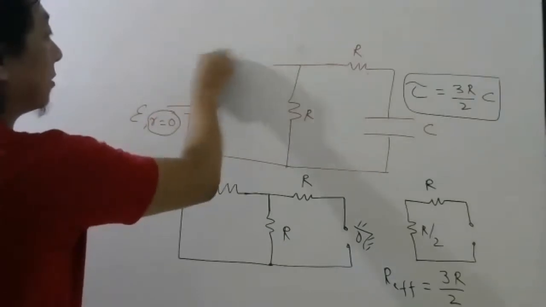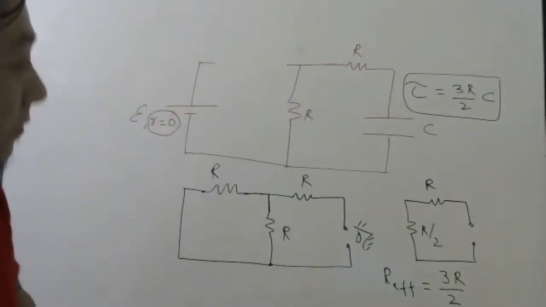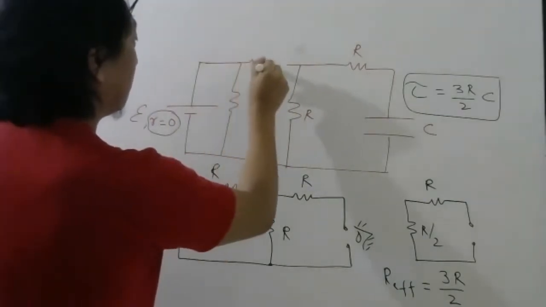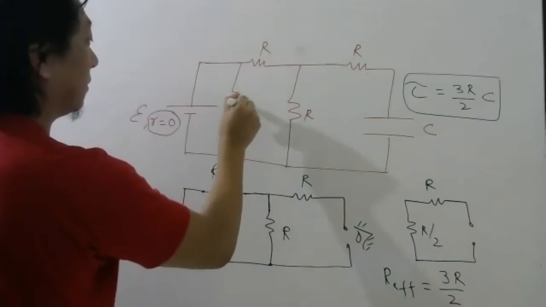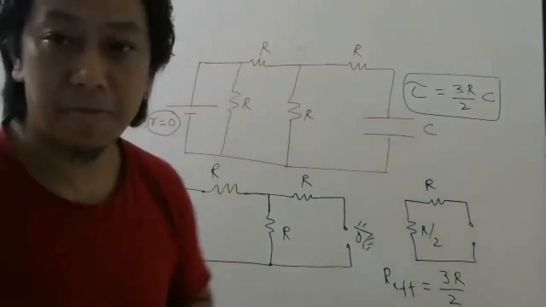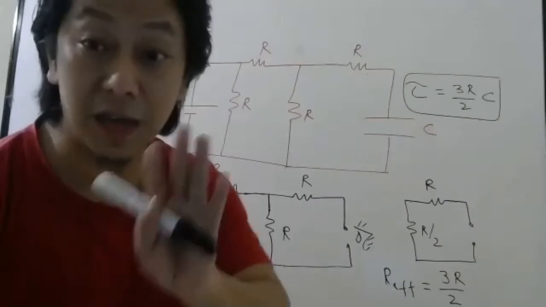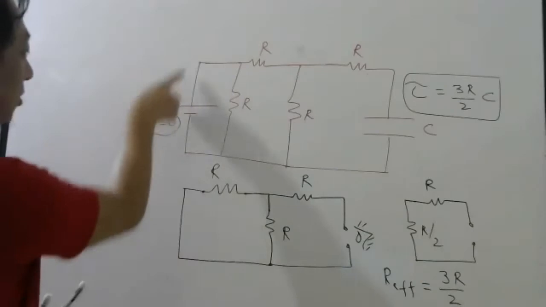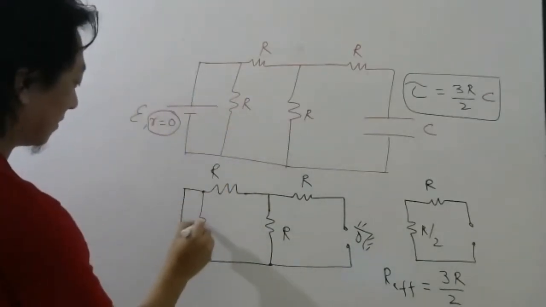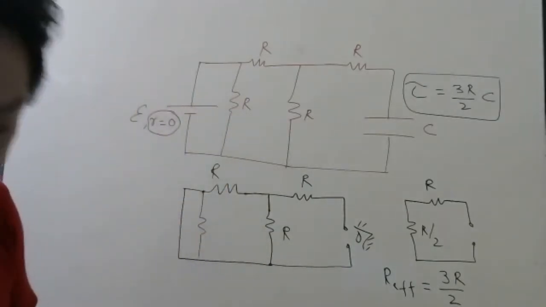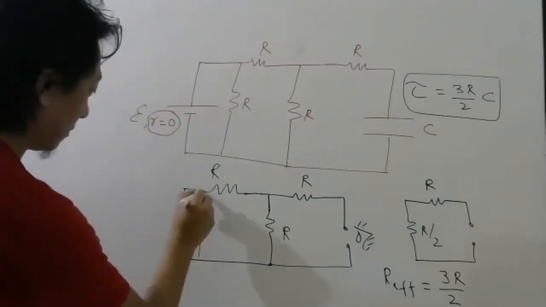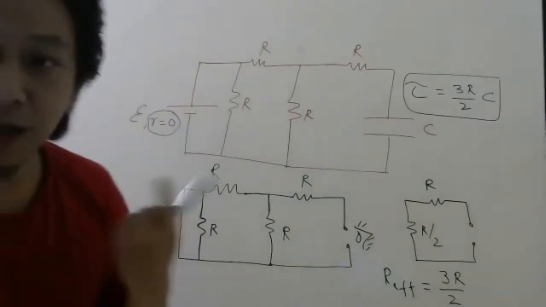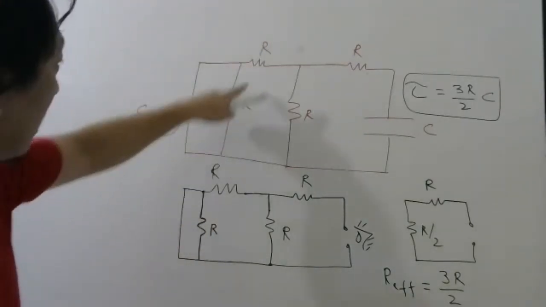What will happen? Suppose in the same circuit, suppose they give like this. Suppose this circuit is given, and we have to find the time constant. Sometimes only the time constant is asked. Only time constant. So what will we do here? Again, short the battery, and then this R, this R, this R, this R.